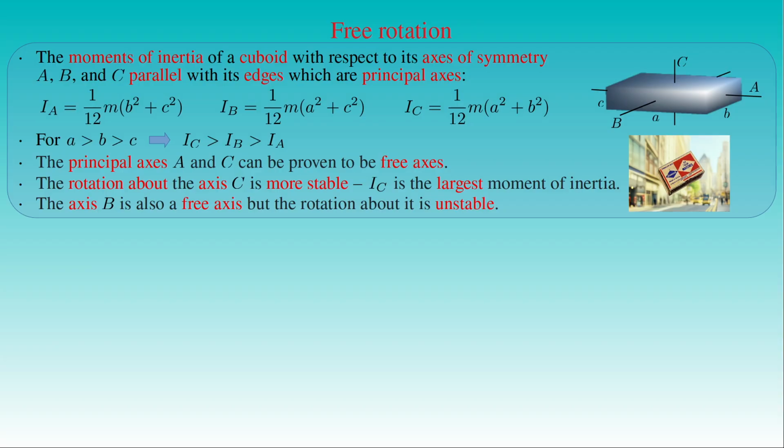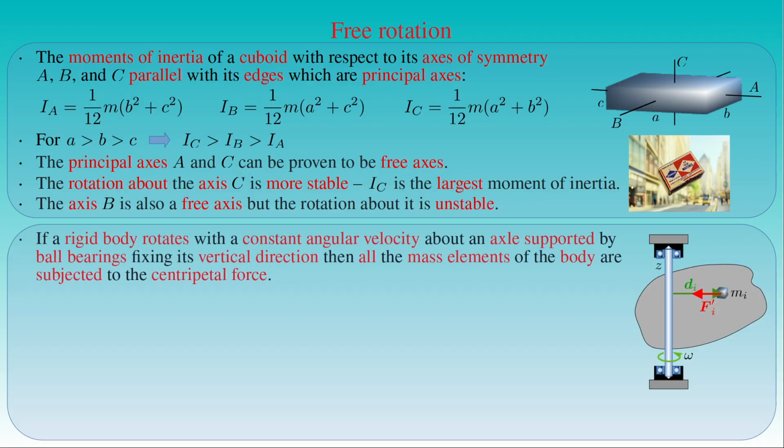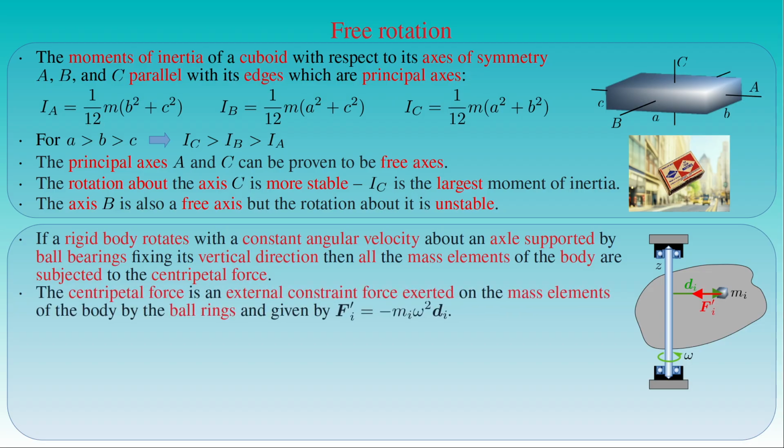Based on our knowledge of the rotation of objects about fixed axes, we can determine the laws related to free axes. If a rigid body of arbitrary shape and mass distribution rotates with a constant angular velocity omega about an axle supported by ball bearings fixing its vertical direction along the z-axis, then all the mass elements mi of the body are subjected to the centripetal force Fi'. This force is the external constraint force exerted on the mass elements by the ball bearings, and it is equal to minus the mass mi times the square of the angular velocity omega, times the distance vector di of the mass element mi pointing from the axis of rotation to the mass element.